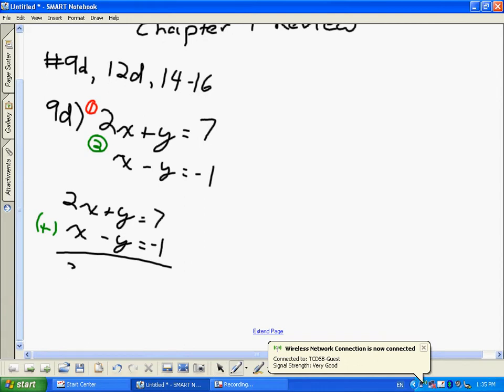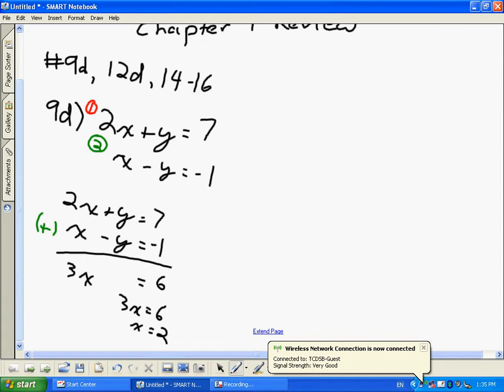2x plus x is 3x. 7 plus negative 1 is 6. So we have 3x equals 6. X is 2. So I eliminated to find for x. I'll use elimination to solve for y now.